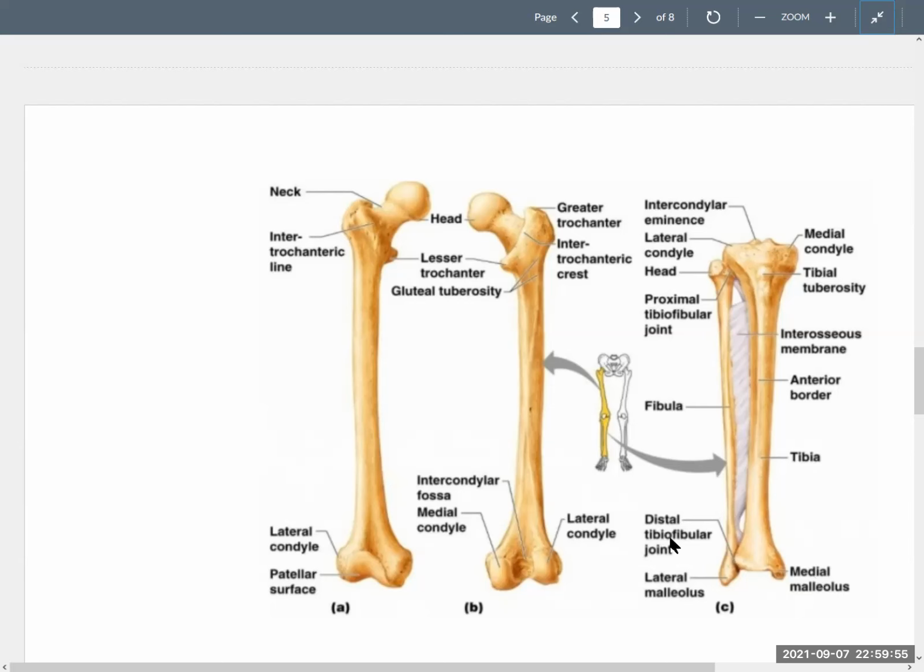Don't worry about this tibial fibular joint. Okay, that will not be there. That is not on the sheet. Proximal tibiofibular joint is not on our sheet.